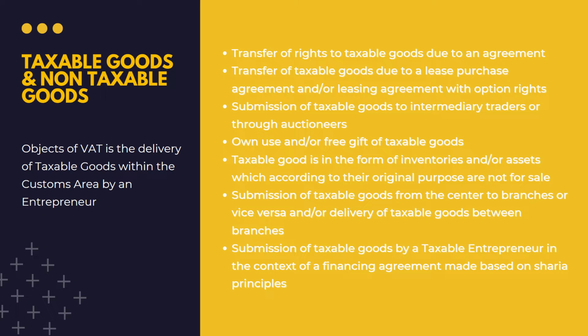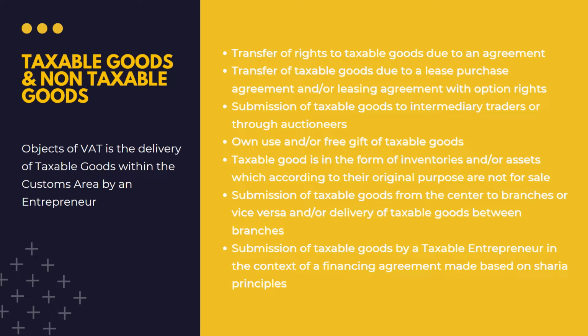Next is the own use and or free gift of taxable goods. Self-use is the use for the benefit of the entrepreneur himself, management, or employees, either self-produced or non-self-produced goods. Meanwhile, free gifts are gifts that are given without payment for either self-produced or non-self-produced goods, such as giving samples of goods for promotion to relatives or buyers.